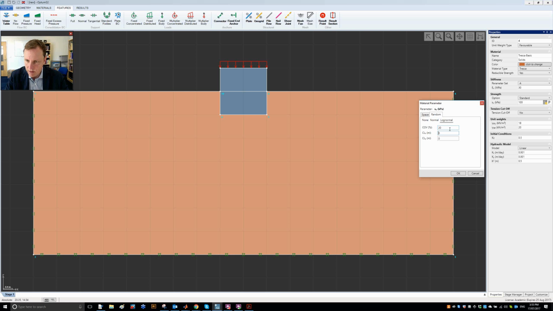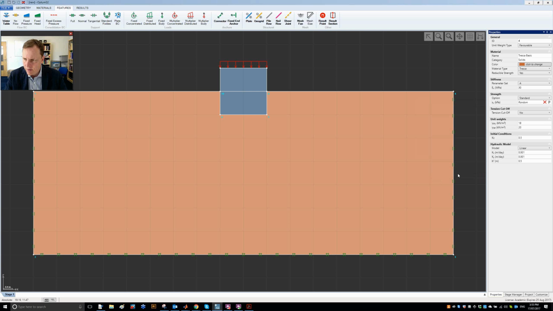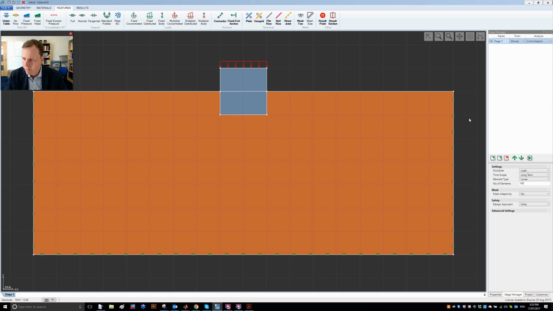And I could set the horizontal correlation length, let me just set it to 50, and I could set this one to 1 meter. And that's it, and you'll see there's random appear here in this SU field. And then I'm now pretty much ready to run.